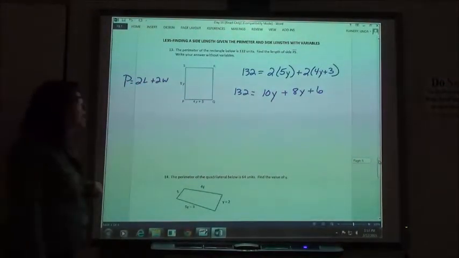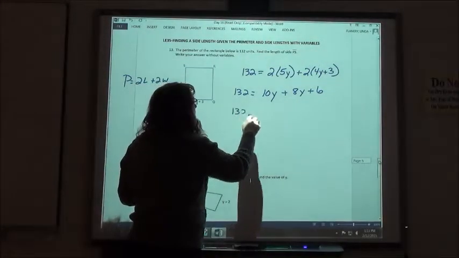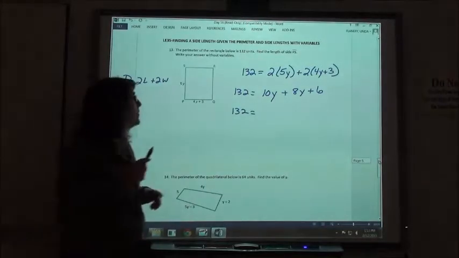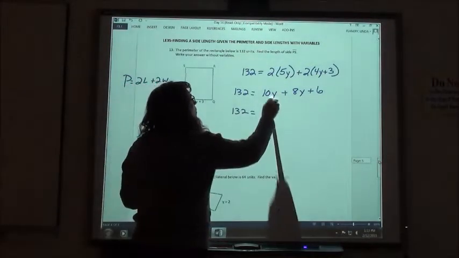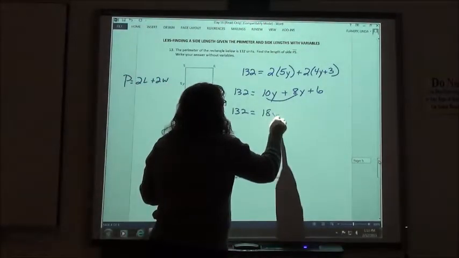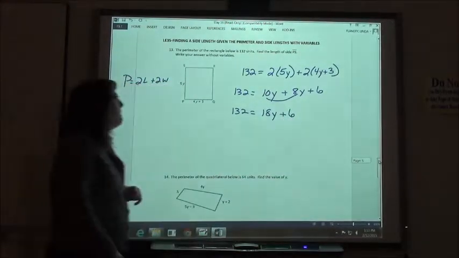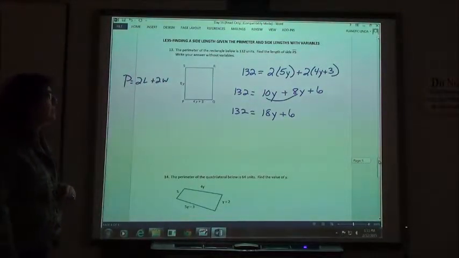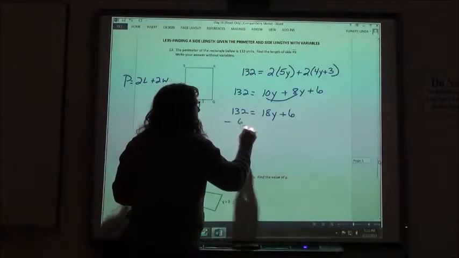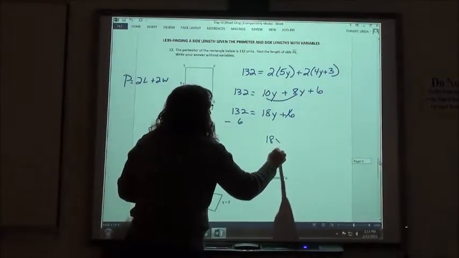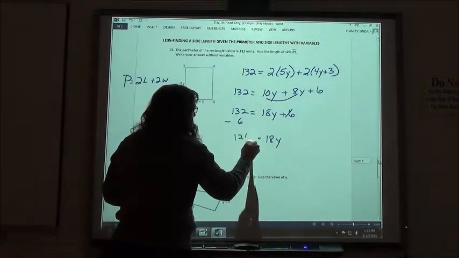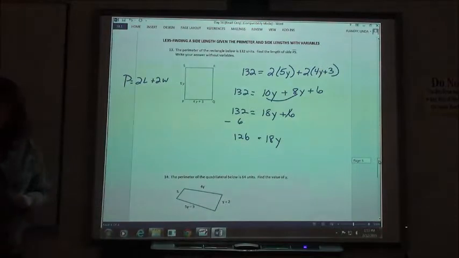And so adding my like terms, I'm going to get 132 equals, do we drop that? No, we don't drop that down and subtract it, right? Well, we will in a minute, but first we're going to do that. Okay, so 18y. 18y plus 6. And now we're going to move that 6 over, right? So subtract the 6. 18y equals 126.